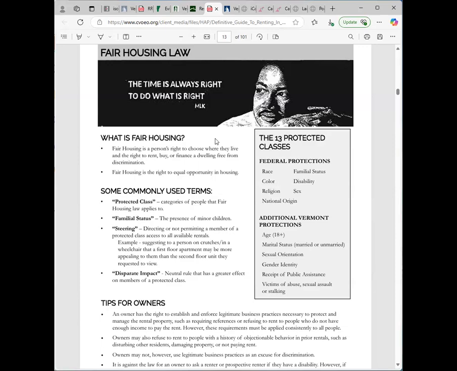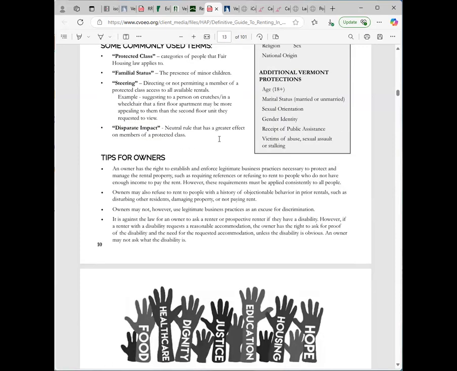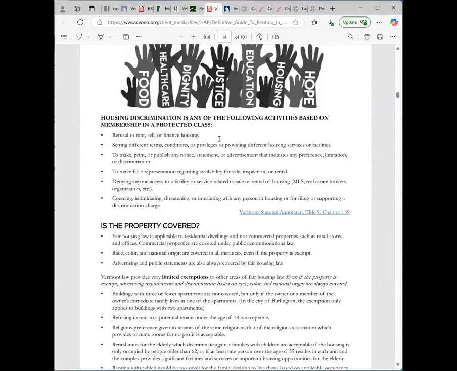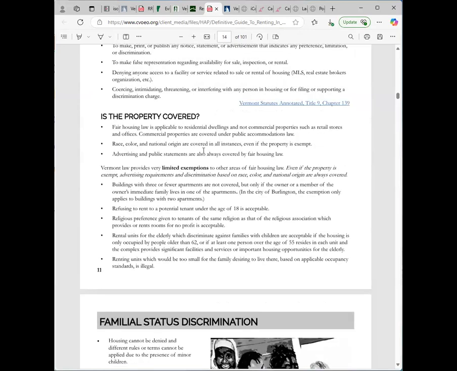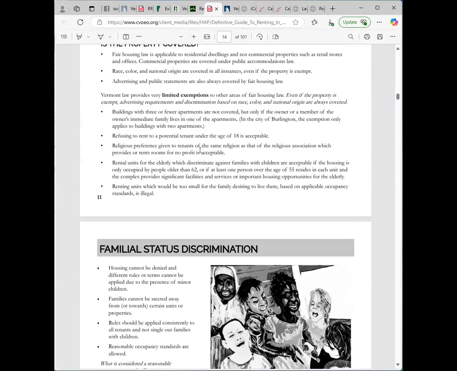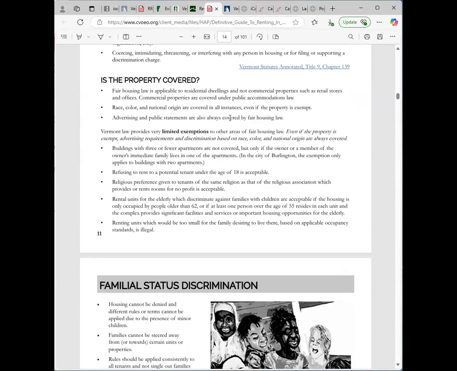There's some protected classes, tips for owners on making sure that you are not discriminating. And is the property covered? Vermont law provides very limited exceptions to other fair housing laws, even if the property is exempt from fair housing. Advertising requirements and discrimination based on race, color, national origin are always covered. So you want to make sure that as you're advertising, that you're advertising for the unit and not for the person or the people that you're looking for.